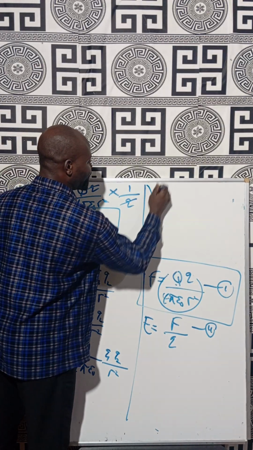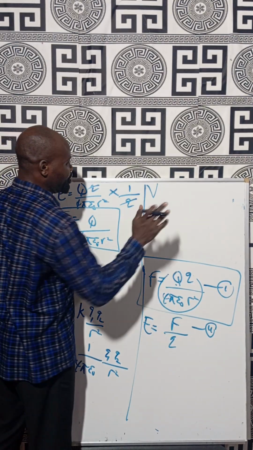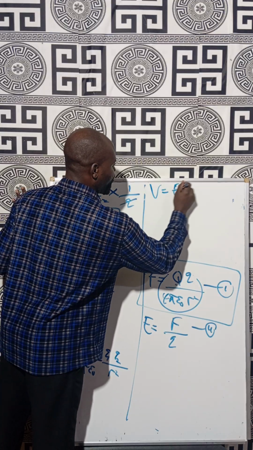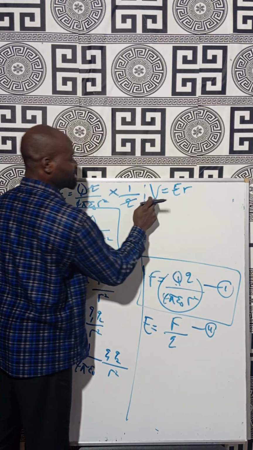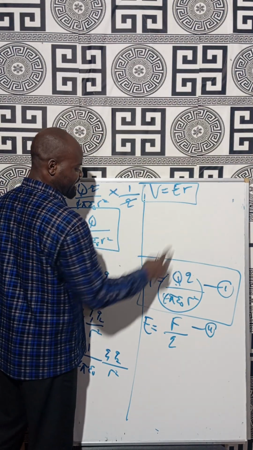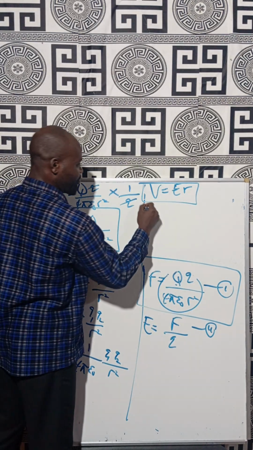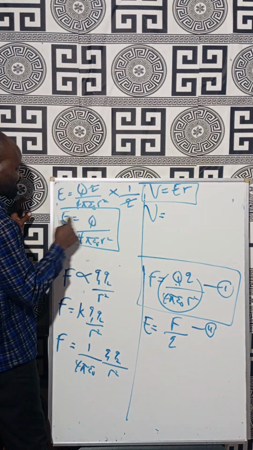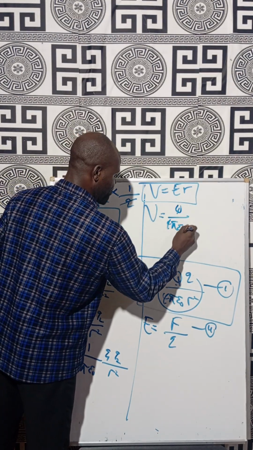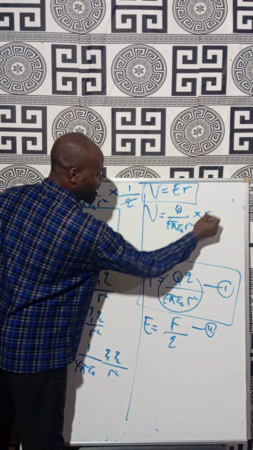Now, the third one is electric potential V. The formula you're going to use is V equals ER. This is the formula for electric potential V. So your V is your electric field intensity E, like we got here, multiplied by your distance R apart. From there, V equals what? I'll just put in my E here. That's Q all over 4 pi epsilon naught R squared, times R. See now? One R cancels one R here.